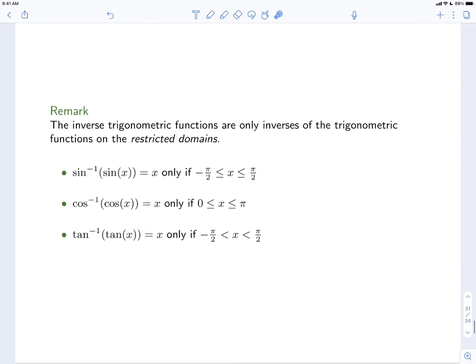So this leads us to this little remark here. The inverse trigonometric functions are only inverses of the trigonometric functions on restricted domains. So sine inverse of sine of x is x, but only when x is between minus pi over 2 and positive pi over 2, including the endpoints. Cosine inverse of cosine of x is x, but only when x is between 0 and pi, including the endpoints. Tangent inverse of tangent x is x, but only, again, if x is between minus pi over 2 and positive pi over 2. Although in this case, we can't include the endpoints because tangent of x is not defined there.